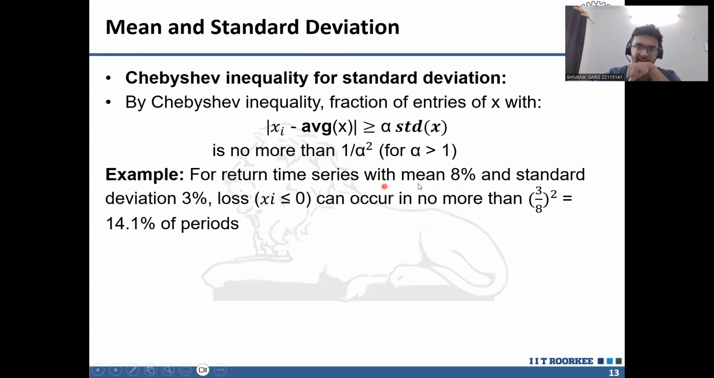For example, if the mean is 8% and the standard deviation is 3%, the losses which can occur, losses being basically the loss in the investment, is this. So basically, for less than 14.1% of the period, we incur losses. So this can really help us determine which type of investment we should focus on. If the loss is very high, like if we are having losses for high periods of time, you probably wouldn't consider that investment to be very good.